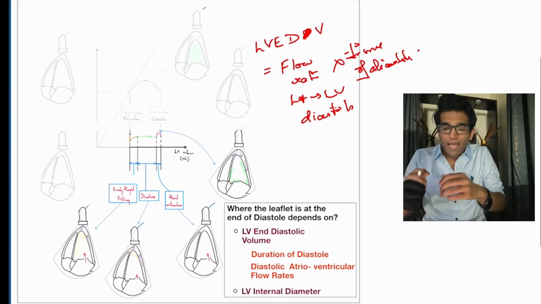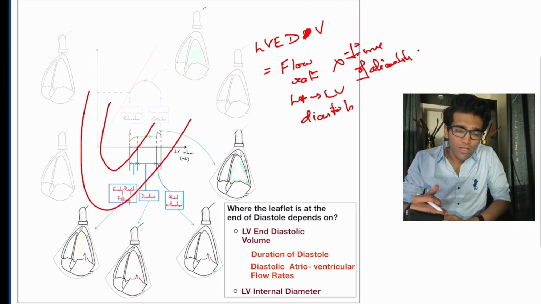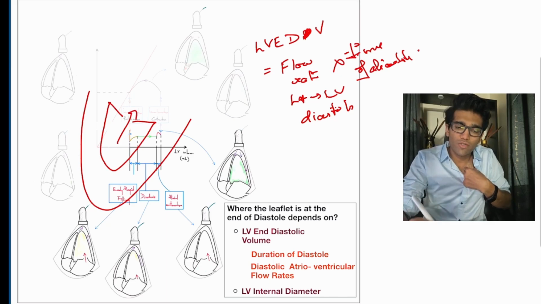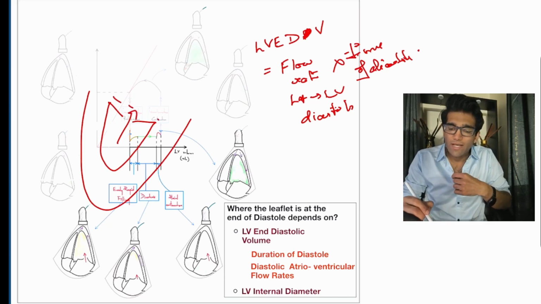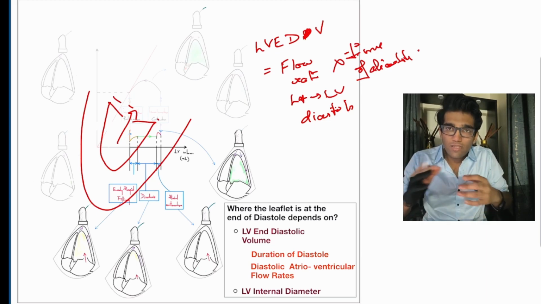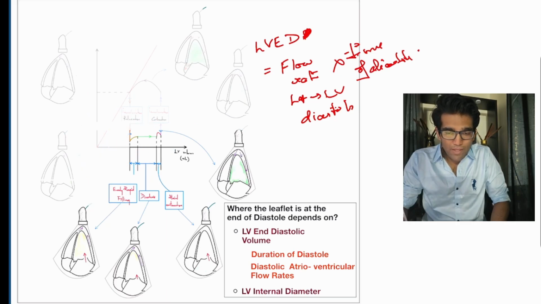Okay, what will happen is, if the internal diameter of the LV is small, say there is some hypertrophy of the wall, only a little bit of blood has to go in before the pressure increases, and therefore the leaflets are pushed closer to their closed position. Okay, so the internal diameter of the LV also has an effect on the loudness of S1, or where the leaflets are at the initiation of systole. Okay, so I hope that is clear.